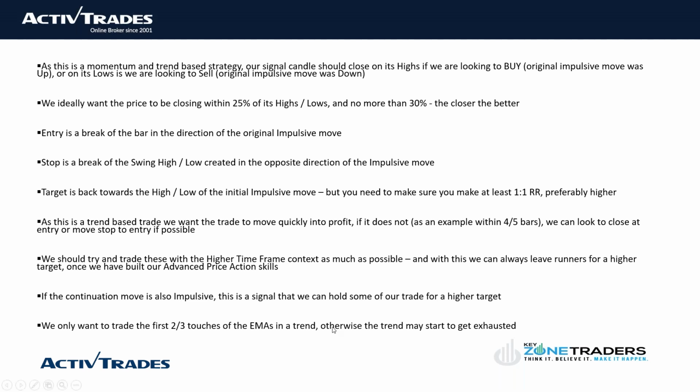We should try and trade these with the higher time frame context as much as possible, and with this we can always leave runners for a higher target once we have built our advanced price action skills, which we've talked about already. If the continuation move is also impulsive, this is also a signal that we can hold some of our trades for a higher target. So if you see that impulsive move on the execution time frame, see the corrective move back, and then start seeing another impulsive move in the direction you've got the higher time frame context moving impulsively as well, then we've really got a trade that we can start holding runners for. We only want to take the first 2 or 3 touches of the moving averages in a trend, otherwise the trend may start to get exhausted.